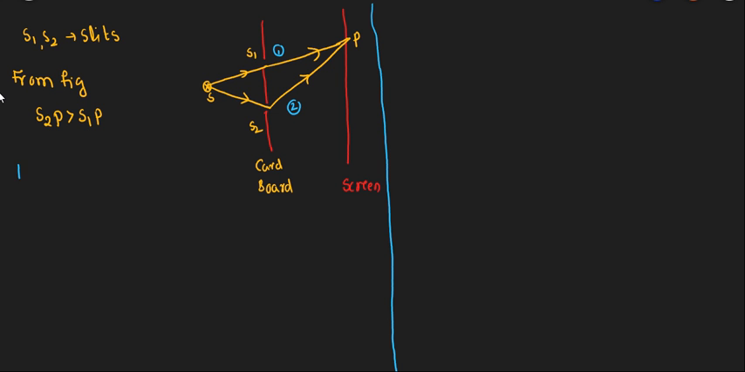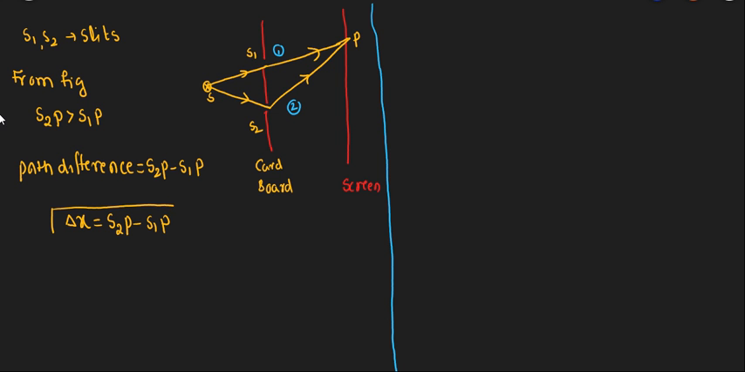The path difference is nothing but the difference in distance. I want to write the path difference formula. Path difference is equal to the difference in distance. What is the distance difference? The second light ray travels S2P distance, and the first light ray travels S1P distance. This difference in distance is called the path difference, delta x, that is equal to S2P minus S1P. This is nothing but the difference in distance traveled by the two light waves on reaching point P.